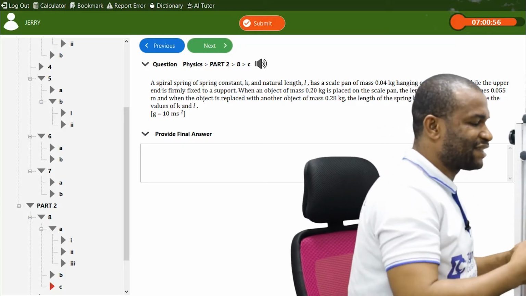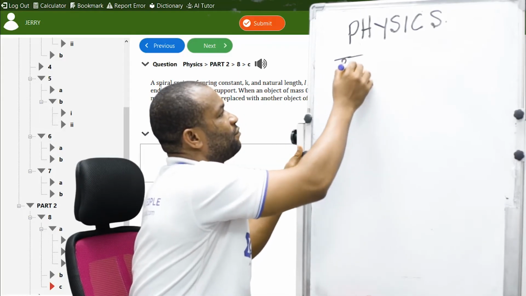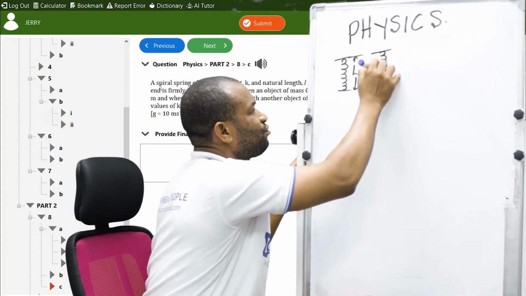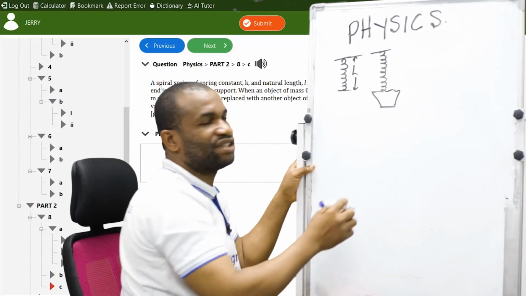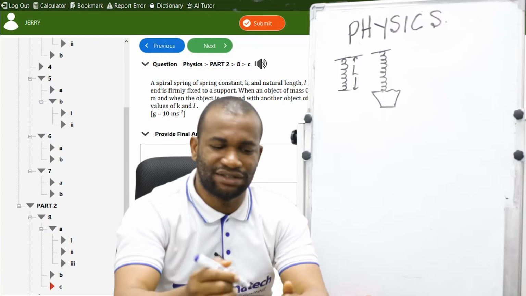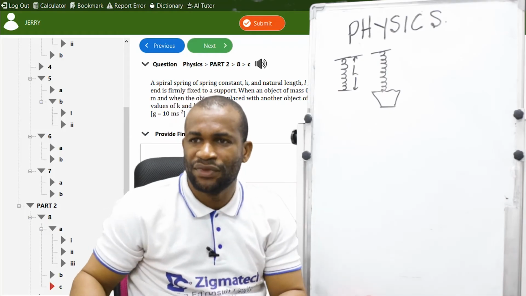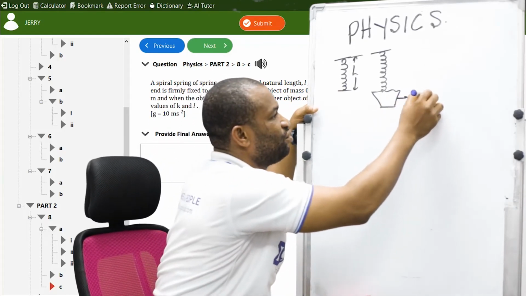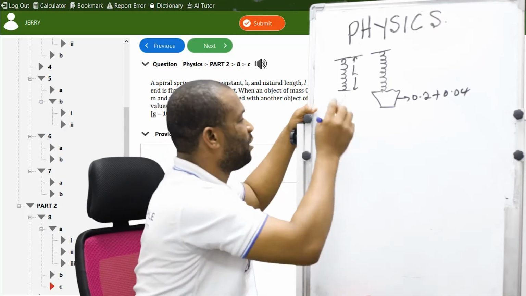All right, so in that case, I have the spring, which has a length. I do not know the length, I'll call it L. Then another one with a scale pan of mass 0.04. Now, what I'm going to do first is add, because the mass of the scale pan plus the mass you are loading is going to be my total force. So this one is going to be 0.2 plus 0.04, correct?